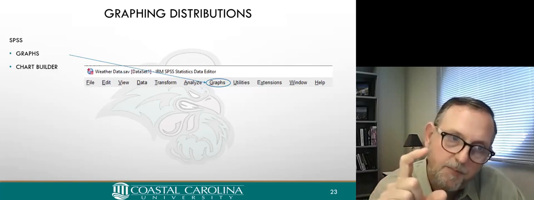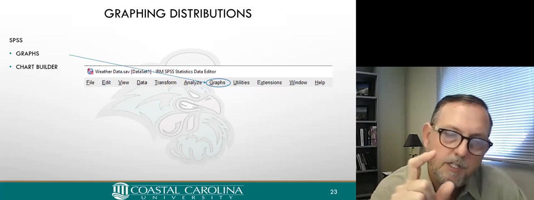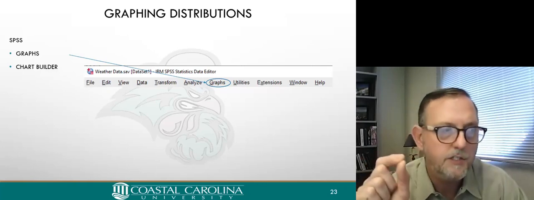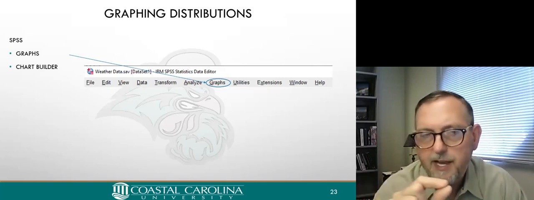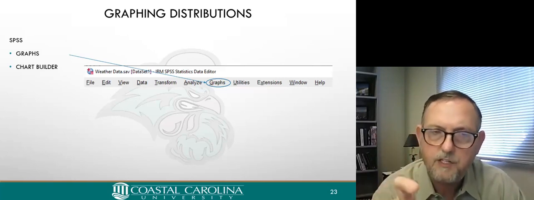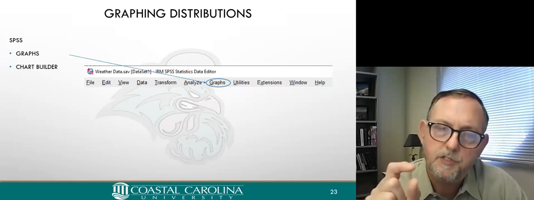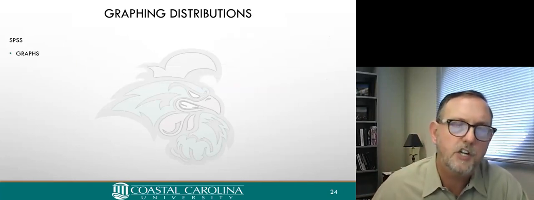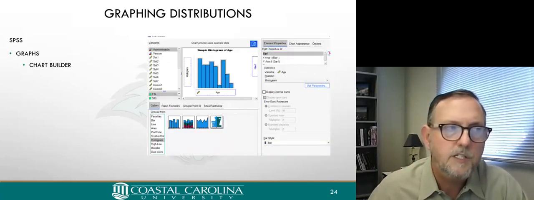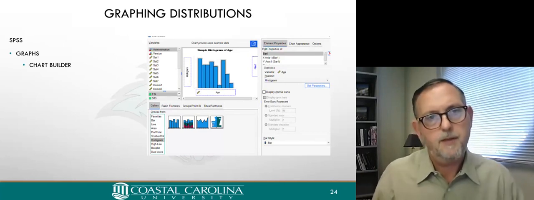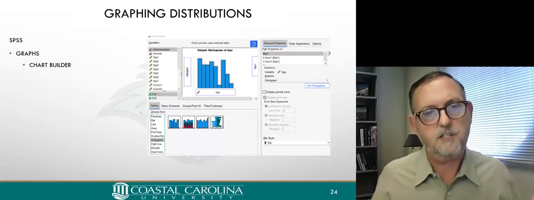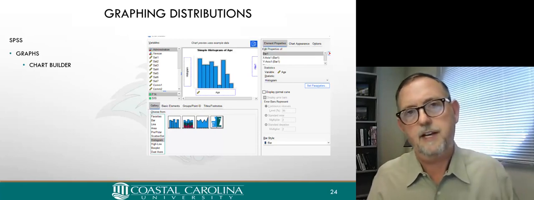Now, what's going to happen is there'll be a little drop box. And in that drop box, there's going to be an option to do Chart Builder. I don't have an image for that, but as you click Graphs, it's going to say Chart Builder, and that's what you want to click on, Chart Builder. Right? So once you do that, we'll have Chart Builder up, and this is what pulls up. Okay, so this is a totally different look.